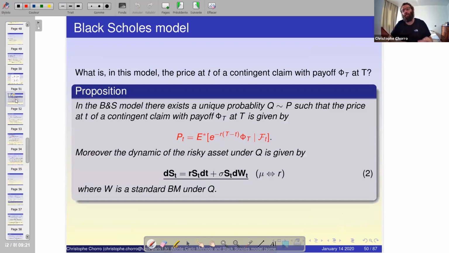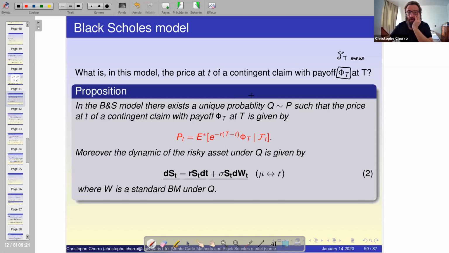What is nice in the Black-Scholes model is that I have a general formula for the price of a contingent claim in this situation. What I mean by a contingent claim here, phi of capital T, is just a random variable that is F_T measurable. It represents the payoff of what we can consider as a European type option, something that I can exercise only at the end.